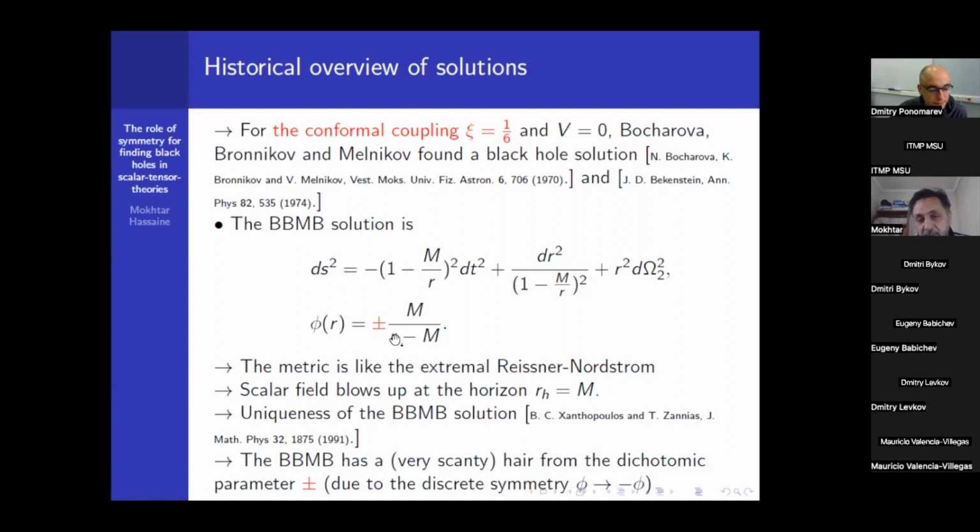Okay, when R approaches m, this blows up. There is a uniqueness theorem for this solution that was shown by Xanthopoulos and Zannias in the 70s. And we can say that the BBMB has very scanty hair due to this dichotomic parameter, that is mainly because the theory is invariant under the discrete symmetry phi goes to minus phi.